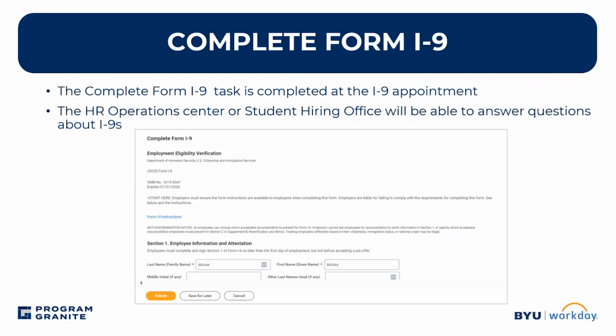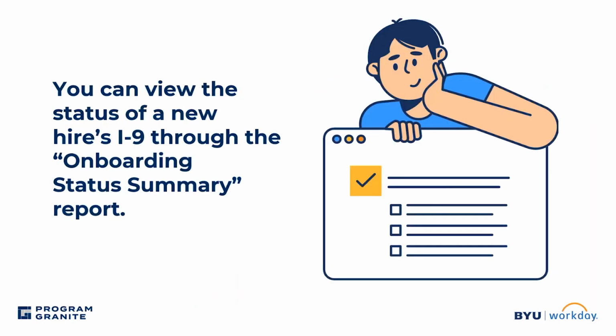Okay, so complete Form I-9 comes to their inbox. The HR Operations Centers or student hiring offices will be able to answer questions about their I-9, so you'll still point them there for information, but they will go in and fill this in, specifically students at the student hiring office or the Operations Center. We'll take a look at what that looks like. Just a quick reminder, you can view the status of new hires' I-9 through the onboarding status summary report, the one we just looked at.